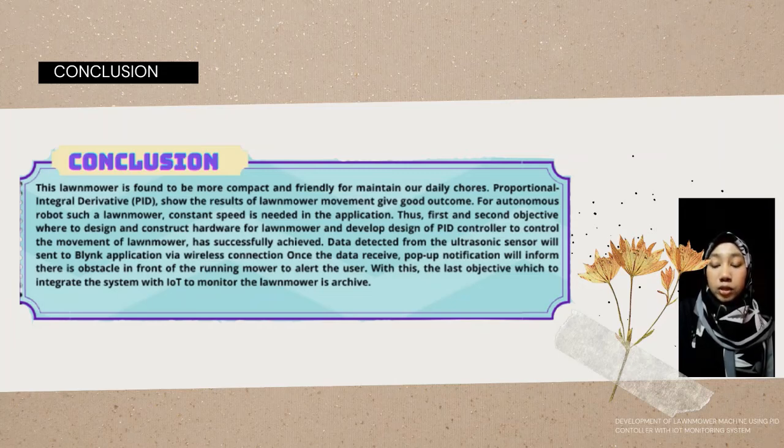Data detected from the ultrasonic sensor will be sent to the Blynk application via wireless connection. When the data is received, a pop-up notification will inform that there is an obstacle in front of the running mower to alert the user. With this, the last objective, which is to integrate the system with IoT to monitor the lawnmower, is achieved.